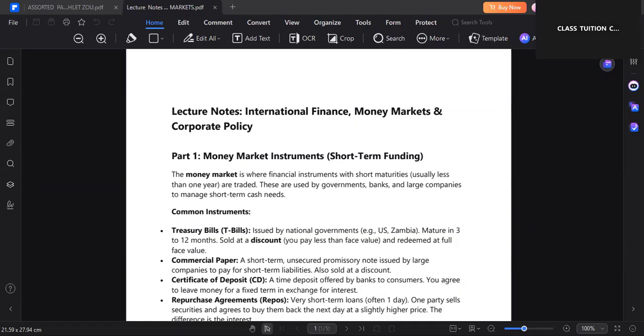When you hear the word market, you might immediately think of the stock market. However, the money market is completely different. Here we are looking at short-term borrowing and lending. So what do we mean by short-term? We mean borrowing within less than a year. So now why is this money market very important? The money market is where short-term securities are traded, and these are used by government, banks, and large companies.